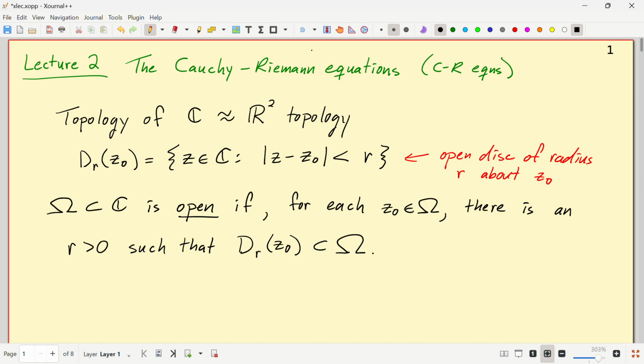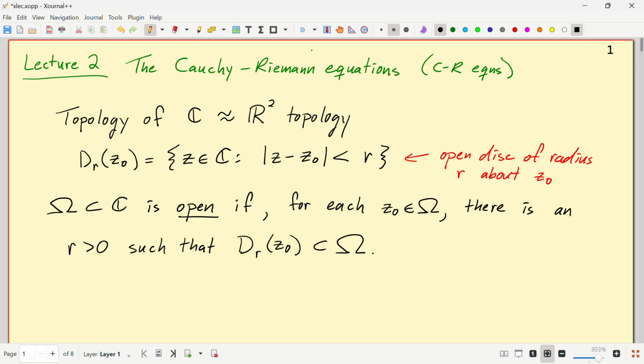Today's a momentous occasion. I'm going to talk about the Cauchy-Riemann equations, which is the first place you notice that there's something different about calculus on complex valued functions. Before I get rolling, I need to mention the topology of the complex plane is the same as the topology in R2 by the obvious association of xy with x plus iy.